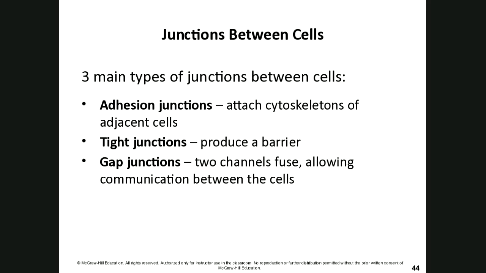In order to facilitate this cooperation, there are three main types of junctions that we're going to see between cells. We have adhesion junctions, where the cytoskeletons of adjacent cells are attached together. We have tight junctions, where a barrier is produced between the two cells. And then we have gap junctions, which are protein channels fused together that allow those cells to communicate with one another.